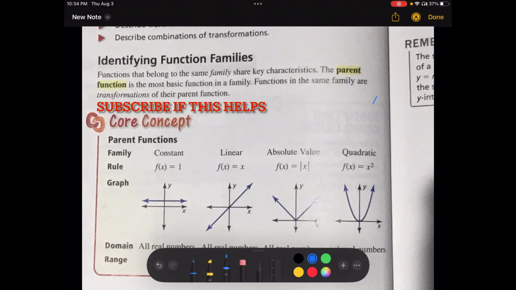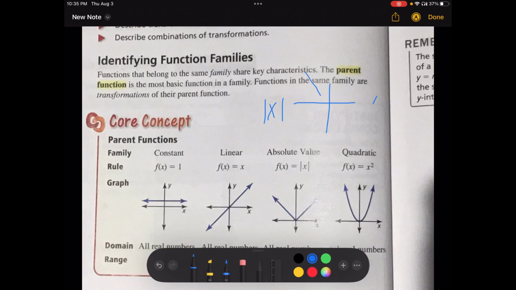Next is the absolute value, which, if you know, makes anything inside it a positive. So if you have -1 and it's in the absolute value, it's equal to 1. Okay, for absolute value, the parent function is just absolute value of x, which is a V shape that intersects at 0, 0.